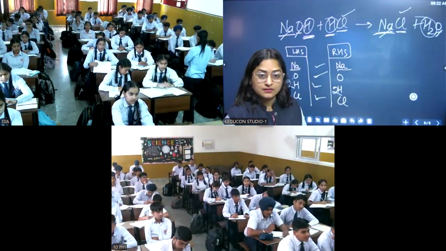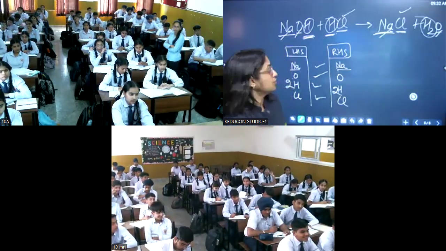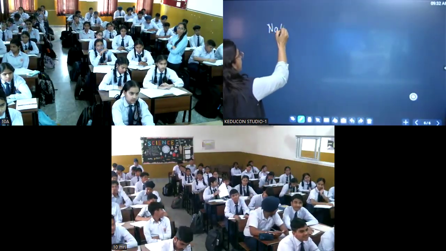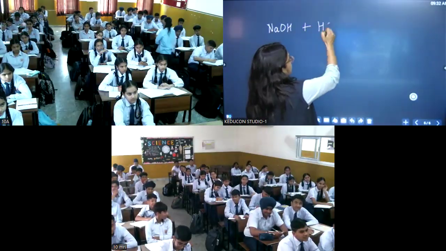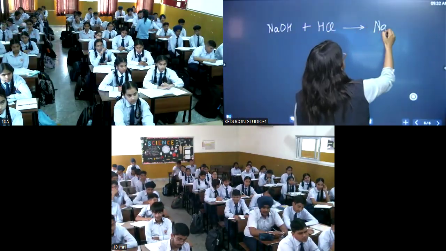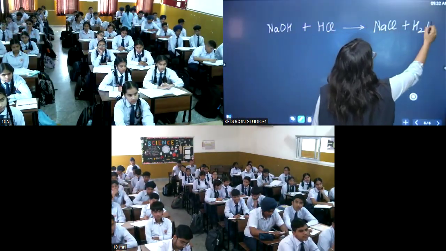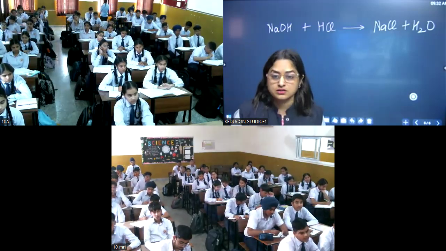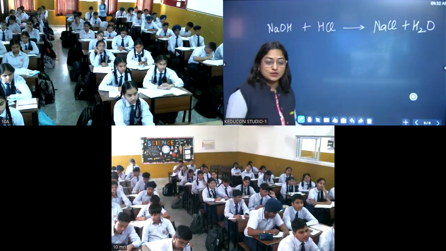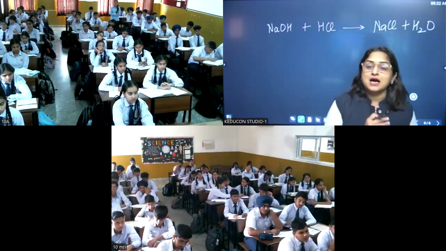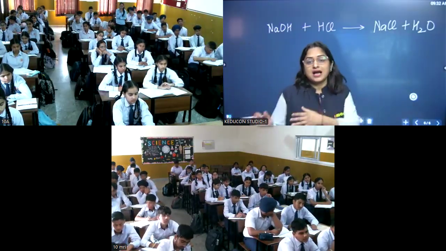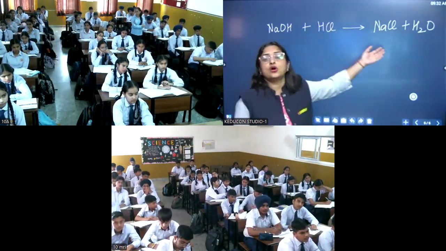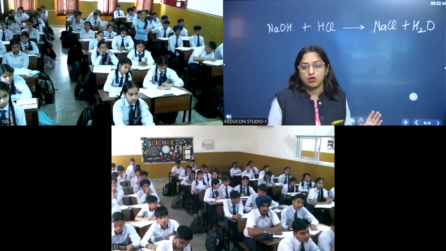Can you explain again? Okay, so we had this equation, I'll write it again. We had this equation NaOH plus HCl, and this was giving us NaCl and H2O. So we were checking whether this equation is balanced or not. For checking that, we need to see whether the number of atoms on LHS and RHS, left hand side and right hand side, or reactant side and product side, are equal or not.